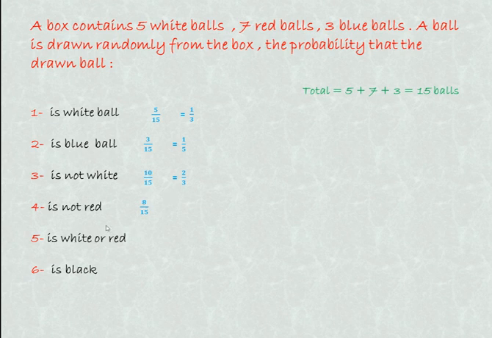Number 5 is white or red. White or red, then white and red together. Then 5 plus 7 will be 12 over 15. By simplifying we get 4 over 5. Black: nothing is black, then the probability the drawn ball is black is 0 over 15, equal 0. It's impossible.